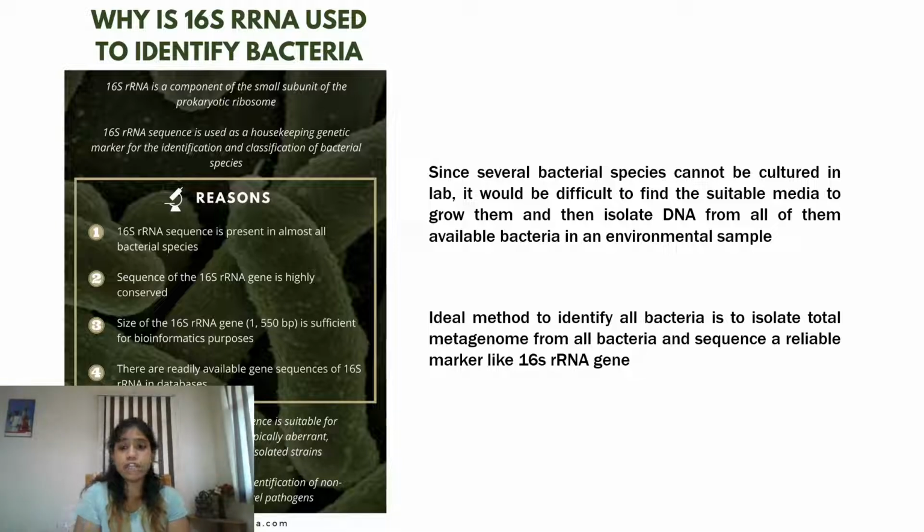But in cases where we can't even culture them, we can't even know how to culture or what suitable material to use for culturing them, there is no question of isolating DNA and carrying out a PCR. So in that case, the ideal method for identifying all of the bacterial or microbial organisms that are present is to do a metagenomic analysis, where we can sequence a reliable marker such as the 16S rRNA. So 16S rRNA is a ribosomal RNA subunit. The ribosomes are where the proteins are actively produced, and these ribosomes are made up of RNAs.